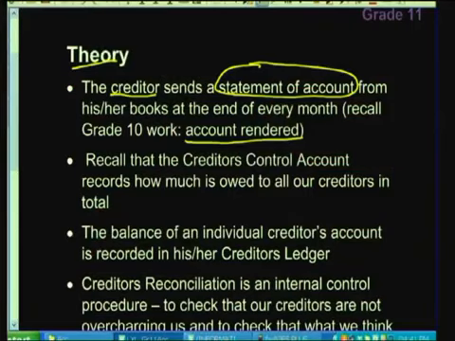Obviously, if you have somebody who owes you money, you need to send out regular reminders to keep them knowing that they owe you some money, and you need to work out how much money they owe you at the end of every month. You've done this before in grade 10. In grade 10, you remember your creditors ledger. You started with an account rendered, and you also did an account rendered for your debtors ledger.